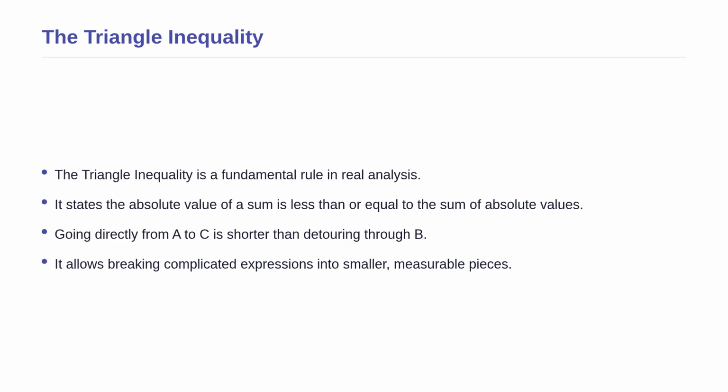The core idea is simple. Think of walking from point A to point C. Going directly is always shorter than or equal to taking a detour through some other point B. In terms of numbers, adding them together first and then finding their distance from zero will never give you a bigger result than finding their individual distances first and adding those together.